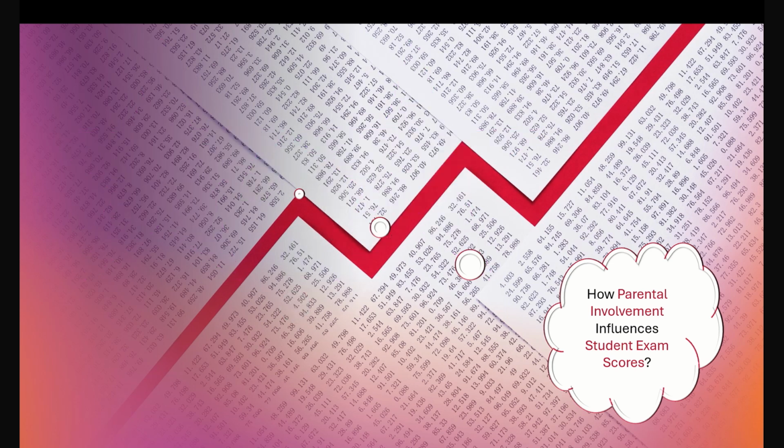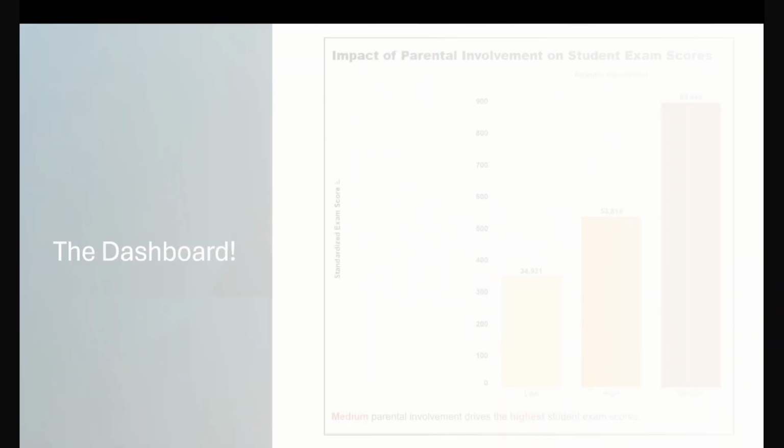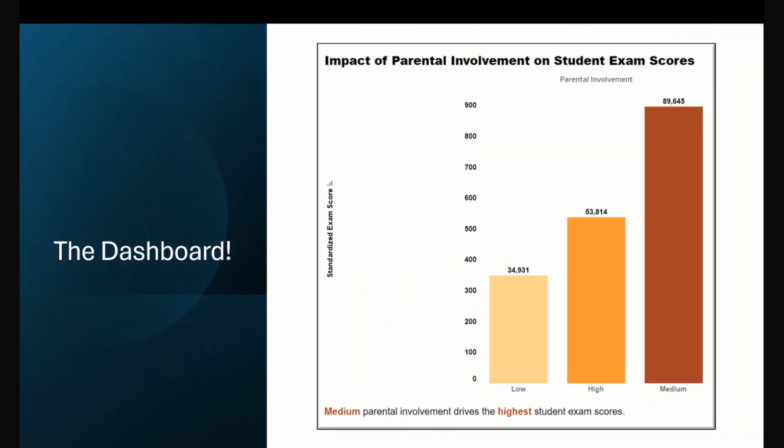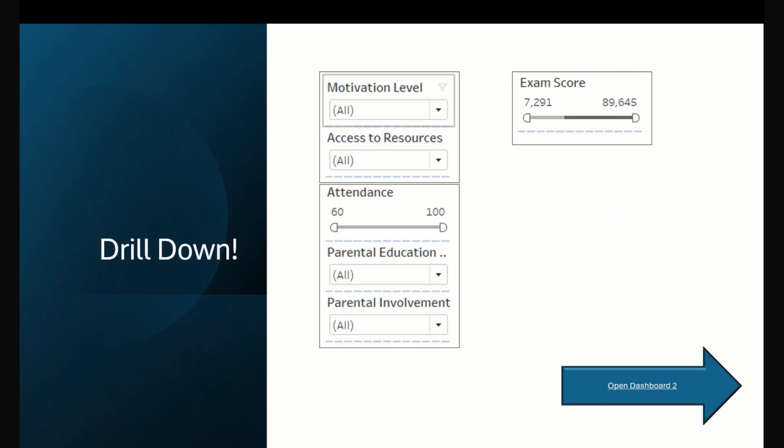So we're going to take a look at this a little deeper. So here is the dashboard, and we can see the title of Impact of Parental Involvement on Student Exam Scores. We have our annotation at the bottom showing that medium parental involvement drives higher student exam scores. Now this is just a screenshot from Tableau. We're going to go into exploring the Tableau features pretty soon, but I want to take you through an overview first. We also created some drill downs so we can look at motivation level, access to resources, attendance, parental education, parental involvement, and again, those exam scores as our KPIs.